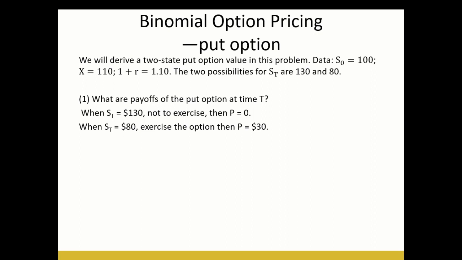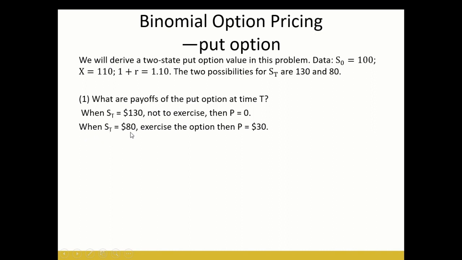The first question we are going to figure out is what are the payoffs of the put option at time T. If ST is 130, which is the up state, this is actually the unfavorable situation for the put option buyer, because the put option buyer hopes the stock price could be as low as possible, ideally $0, right? So for $130, if we use the exercise price minus 130, you will get a negative payoff. So we will choose not to exercise it. So the P is zero.